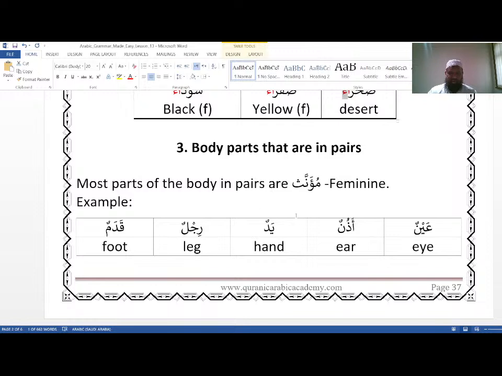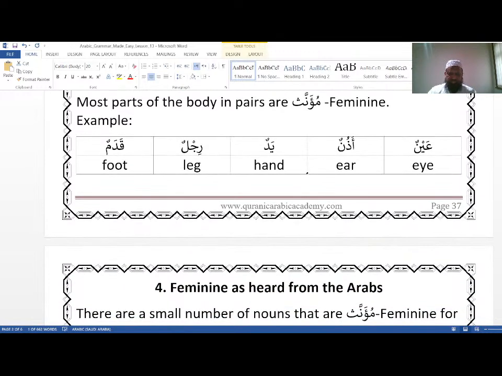Yes, come on, answer quickly. Shoulder, masculine or feminine? Body parts in pairs, yes, they are feminine because they're in pairs. Number 4, feminine as heard from the Arab. No, not masculine, feminine, because we have 2 shoulders, right?